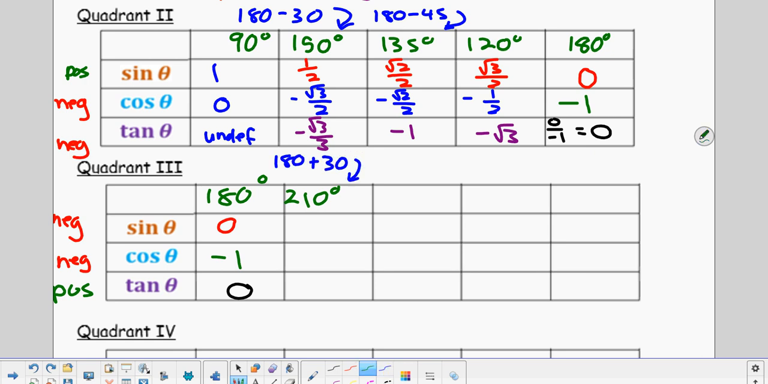And what would be the 45? 225. Don't make a mistake and do 215, I do that for some reason a lot. 180 plus 45 is not 215, it's 225. And for the 60 degree one, 240, yep. And the next boundary is 270. And the good thing is, it's negative for the sign, so we just pop them in as negatives. Same ones as above.